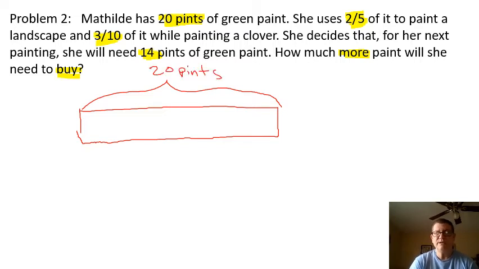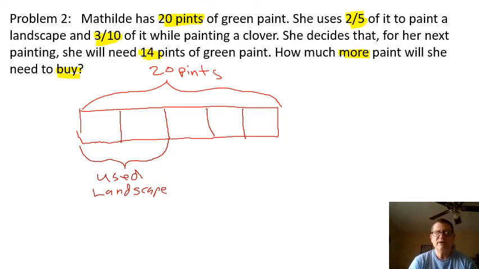And I can see it says fifths and tenths. So you know what? I'm going to split it up into fifths first. And I'm going to use different colors. That way it'd be easier for me because I know that's 1/5, 2/5, 3/5, 4/5 and 5/5. And it says here that they use 2/5. So there's 2/5 that was used for landscape.